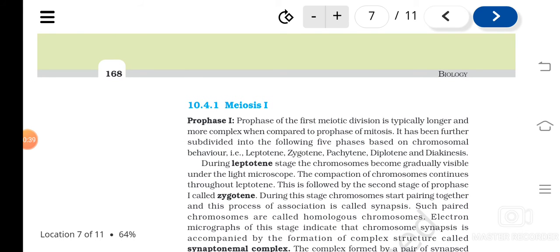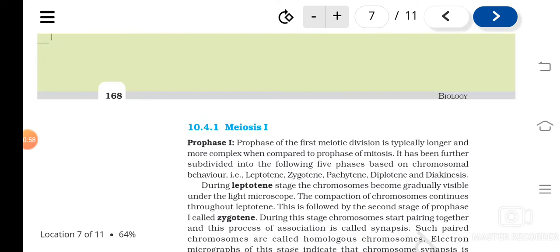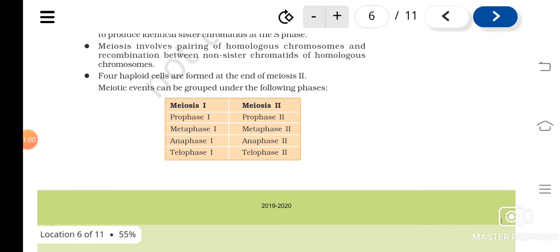Okay, and in gamete formation meiosis takes place, isn't it? Why? Because the chromosome number of a gamete should be only half of the original number, so that after fusion of male and female gametes the chromosome number of the parents and the offspring should be the same. Understood? So I told you how these four cells are formed and how the chromosome numbers get halved, that we are going to see.